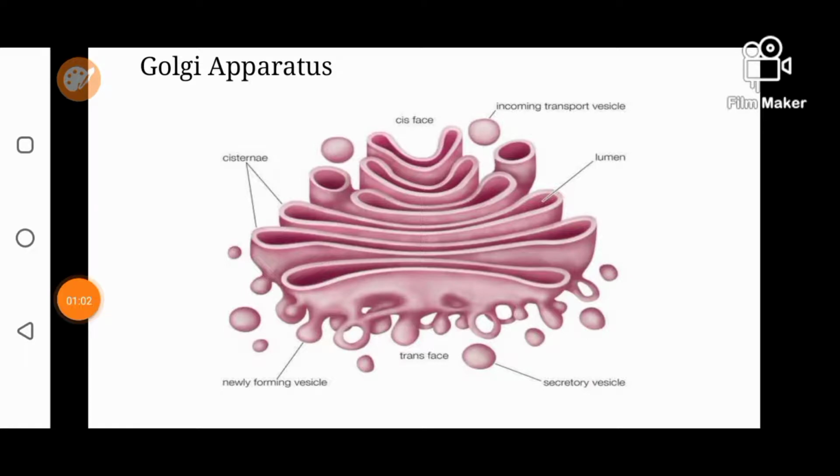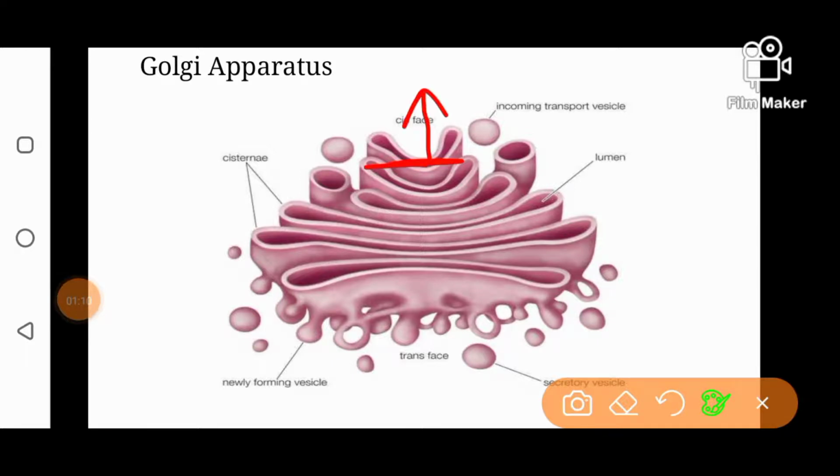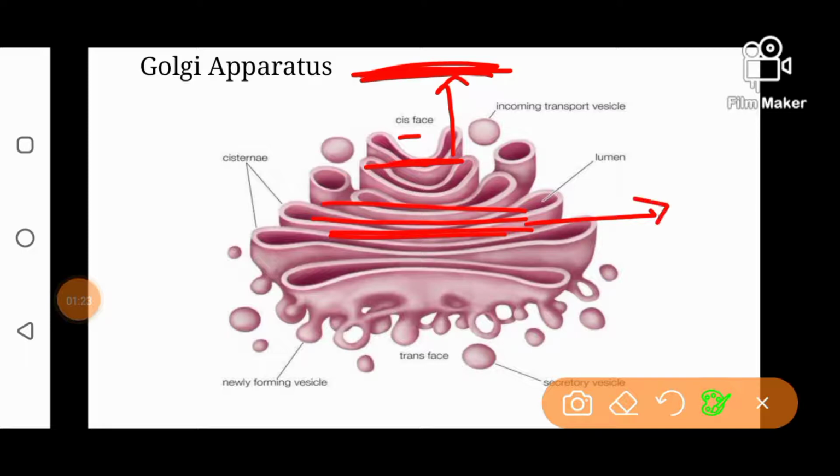In this diagram you can see that this region is known as Cis face and this Cis face is towards the endoplasmic reticulum. Endoplasmic reticulum is somewhere here. These layers of cisternae are known as medial region, while this face is known as trans face. You can see that the incoming transport vesicles come and join the Cis face and the matured vesicles bud off from the trans face.